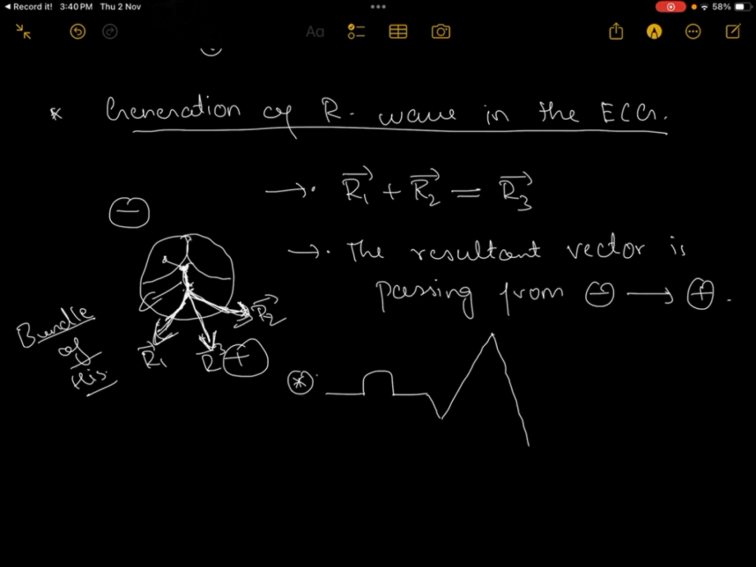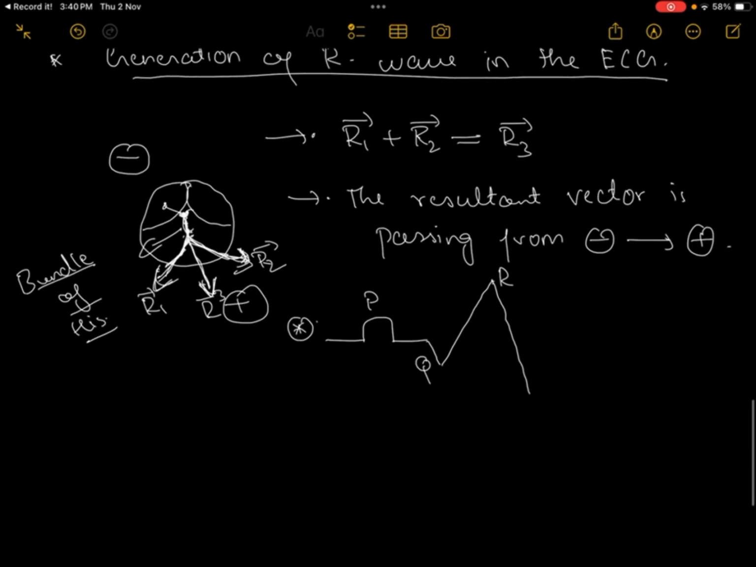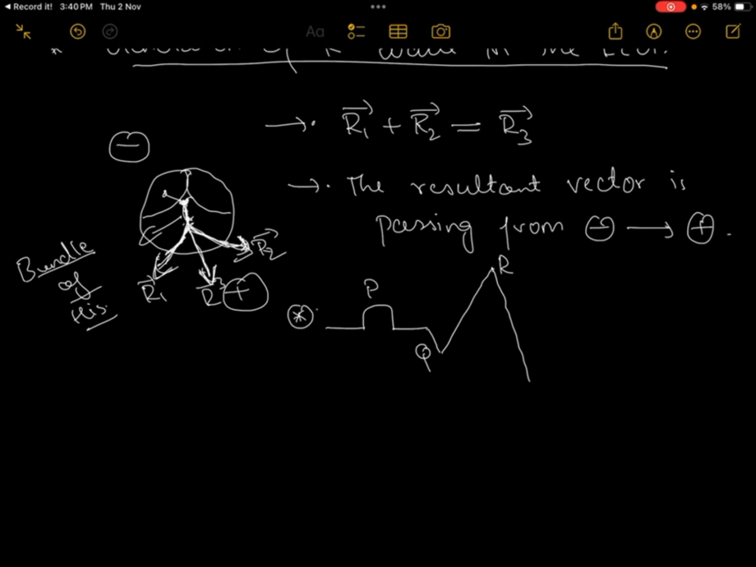This is our elevated wave. This is P, this is Q, this is R wave. So this is the generation of R wave in the ECG. If you take the generation of S wave, I'll continue it here only, because both are interconnected with each other.